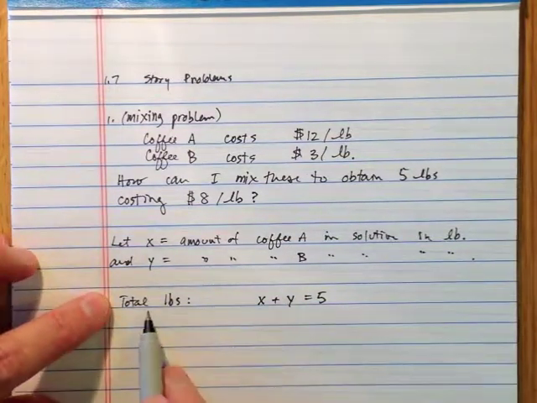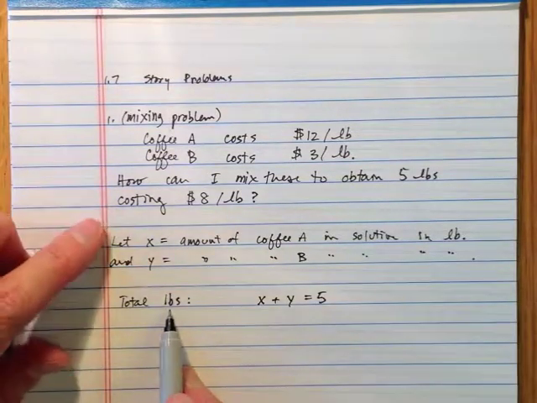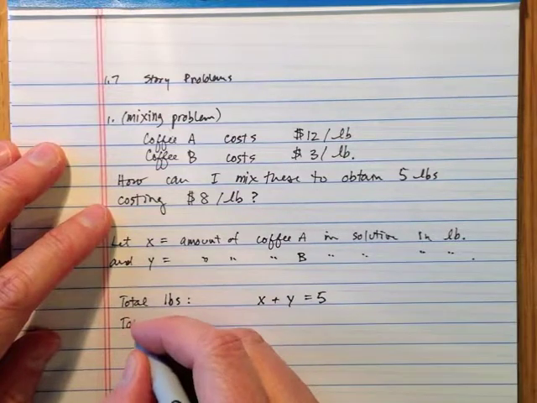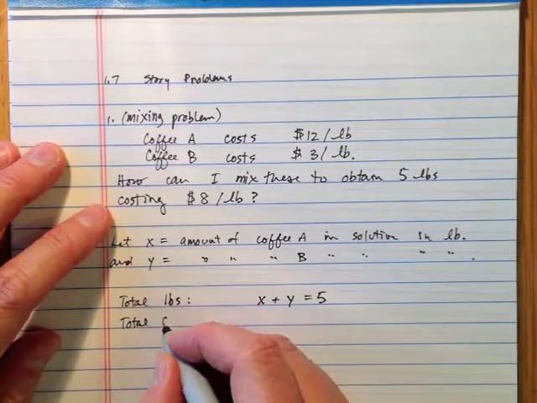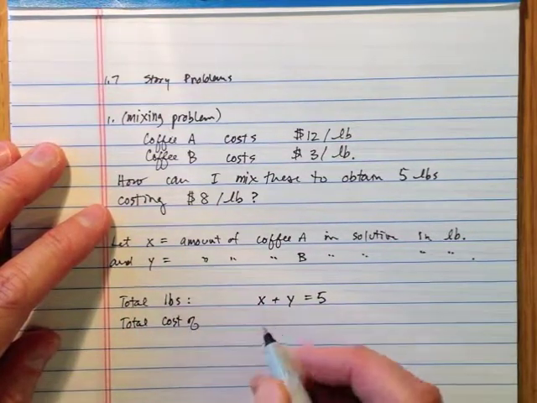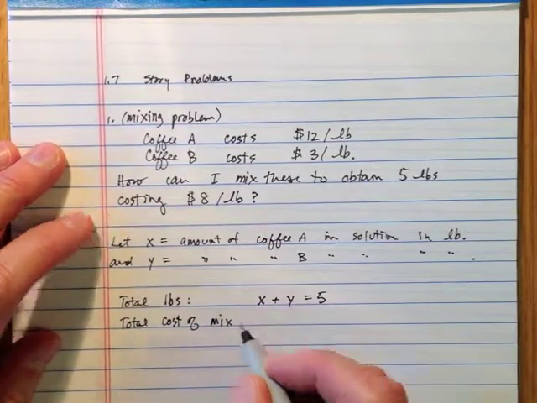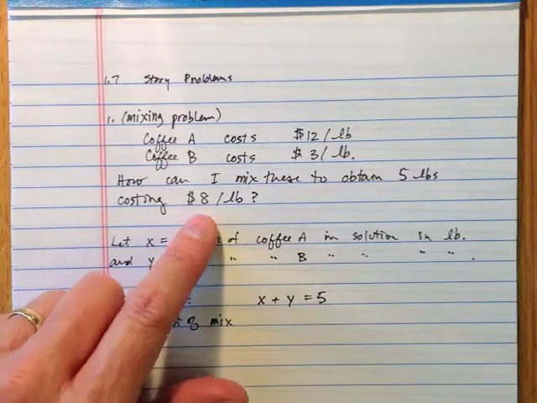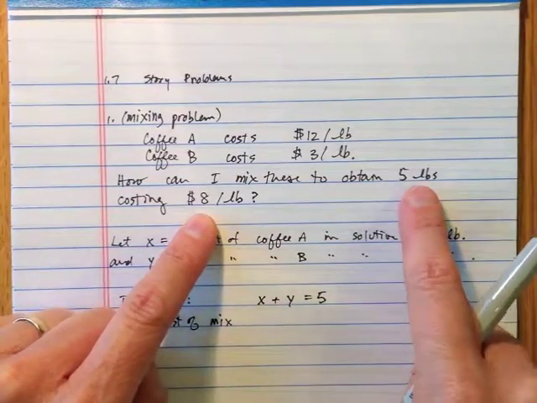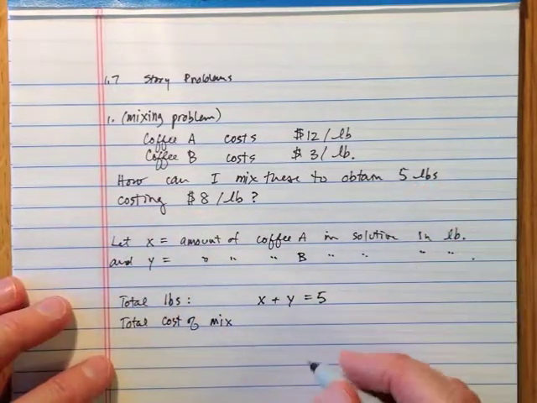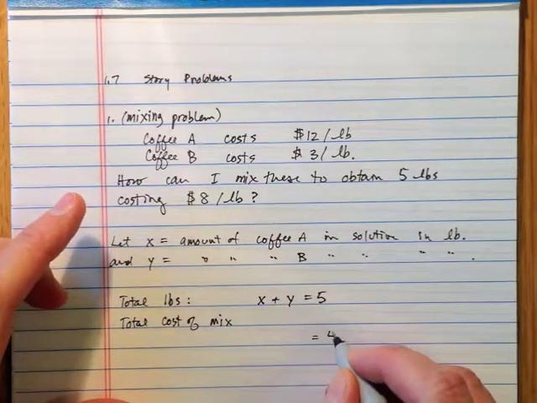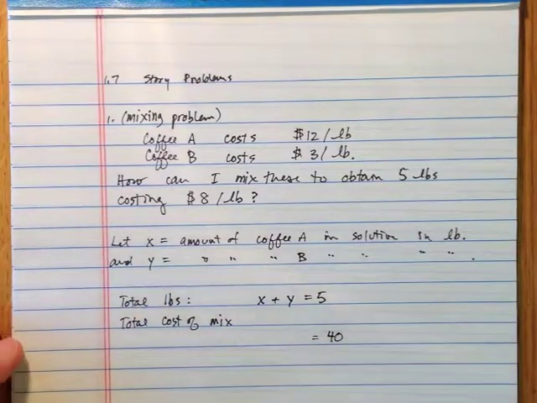So one equation comes from the total number of pounds in the mix. The other comes from, you'd think it'd be the cost, but it's more like the total dollars. The total cost of this mix. I mean, after I put this coffee together, I don't have something that costs $8. It costs $8 a pound, but there's 5 pounds of this junk. So the total cost is going to be $40. 5 pounds times $8 a pound.